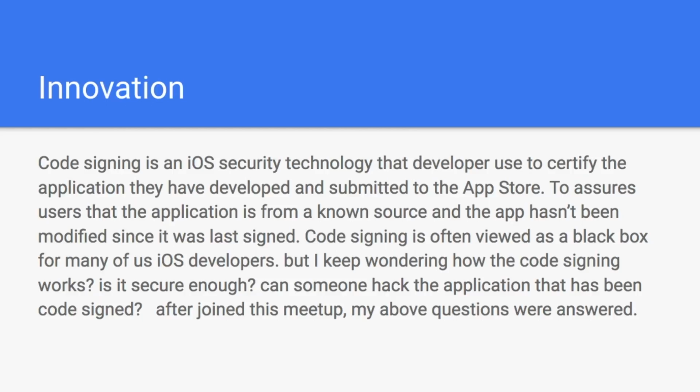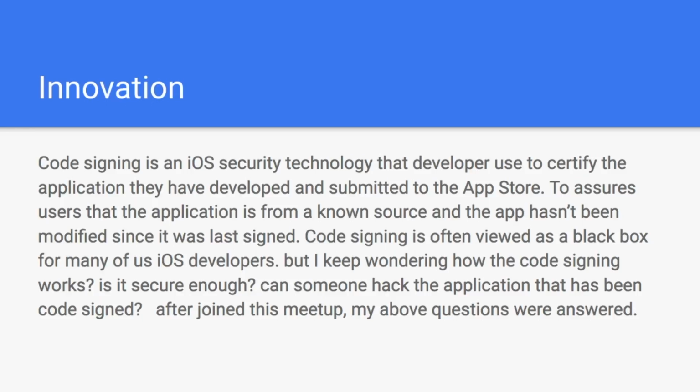Code sign is an iOS security technology that developers use to certify the application they have developed and submitted to the App Store, to assure users that the application is from a known source and the app hasn't been modified since it was last signed.